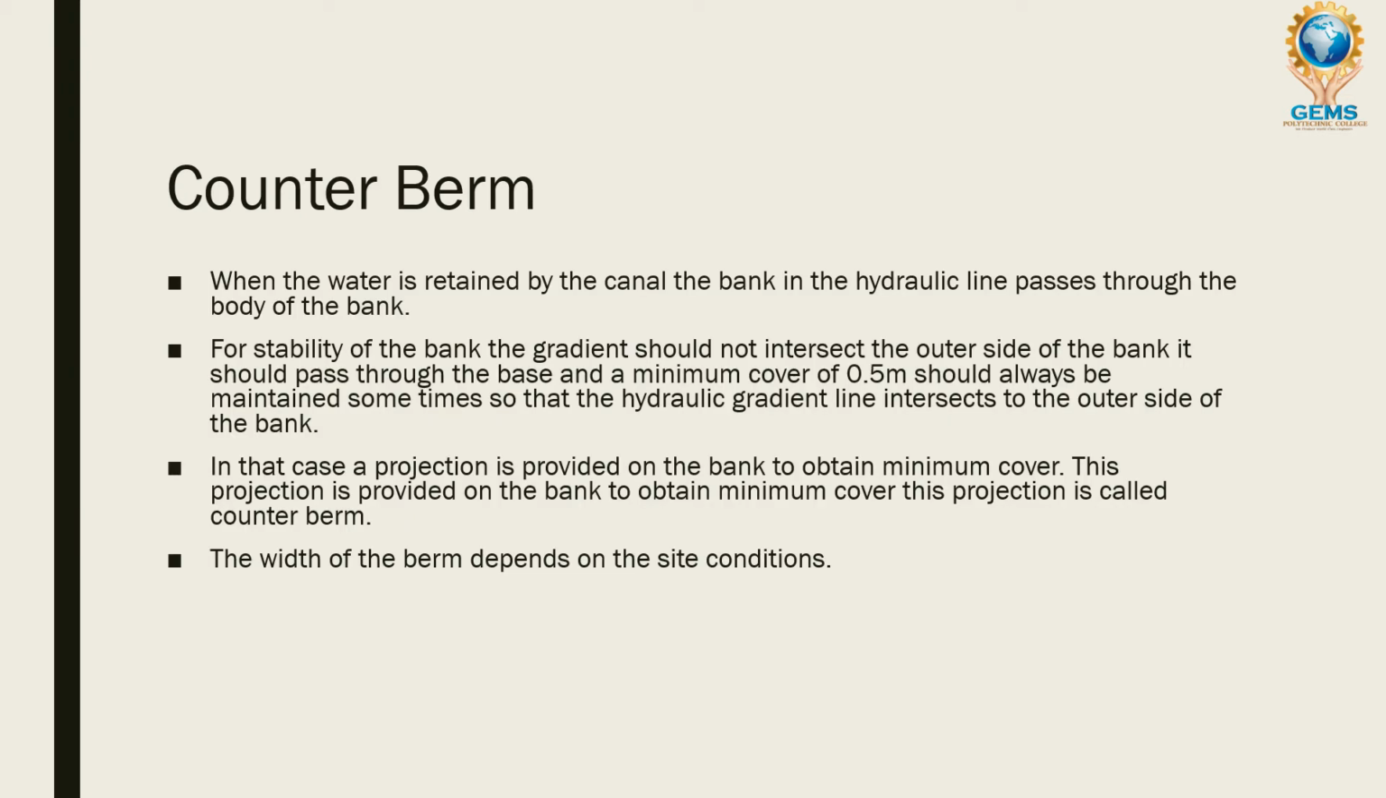Okay, now we are going to see about the counter berm. When the water is retained by the canal bank, the hydraulic line, which I have explained, passes through the body of the bank. For stability of the bank, the gradient should not intersect the outer side of the bank. It should pass through the base, and a minimum cover of 0.5 meters should always be maintained, so that the hydraulic line does not intersect the outer side of the bank. You can visualize that.